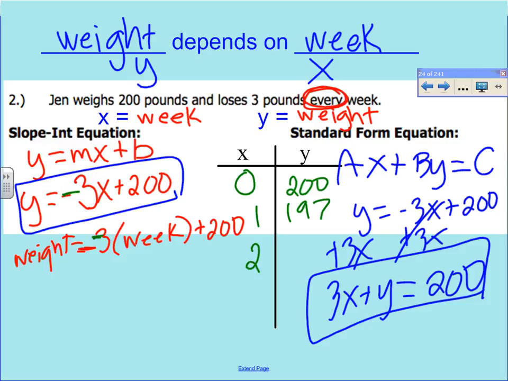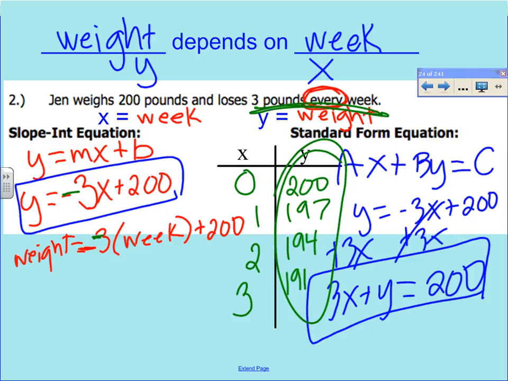After week 2, how much does she weigh, Jake? Good, 194. Let's do one more. After week 3, how much does she weigh, Amanda? Good job, 191. What is the pattern that you notice here? What's happening in the table, Helene? Good. This part here is going down 3. She's losing 3 pounds every week. With me? Okay, I need to do one other different type, so flip over to number 5, please.